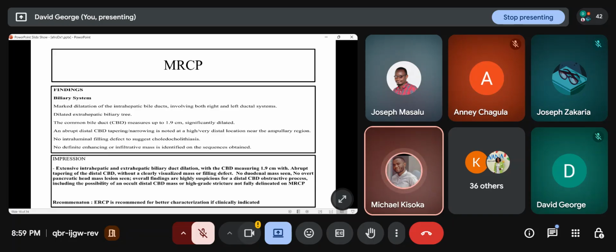There is an extensive intrahepatic and extrahepatic biliary duct dilatation, with the CBD measuring 1.9 centimeters, with abrupt tapering of the distal CBD, without a clearly visualized mass or filling defect. No duodenal mass seen, no pancreatic head mass lesion seen. Overall findings are highly suspicious of a distal CBD obstructive process, including the possibility of an occult distal CBD mass or high-grade stricture not fully delineated on MRCP. And again, the radiologist is suggesting, can we go for ERCP? Joseph.